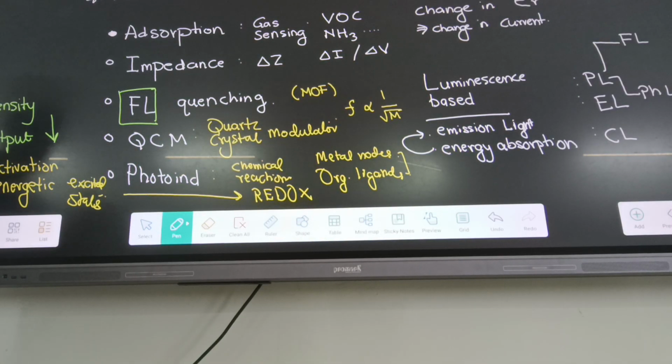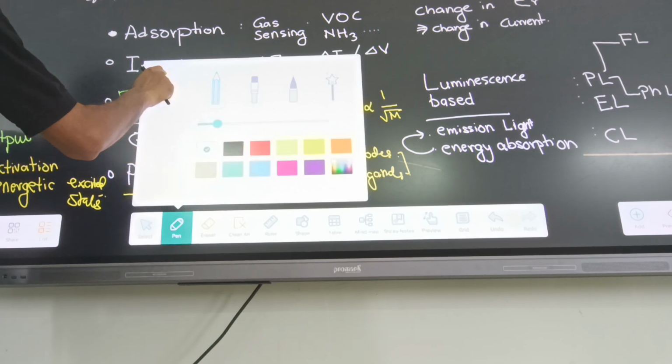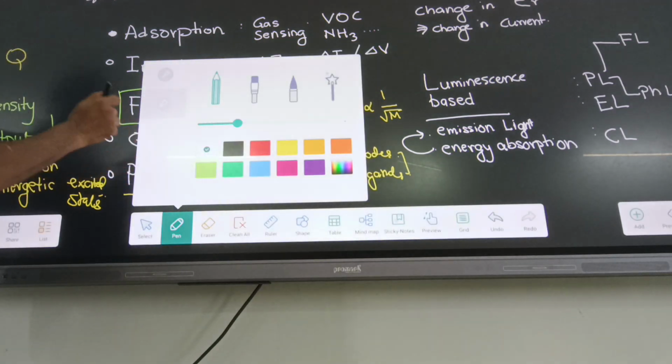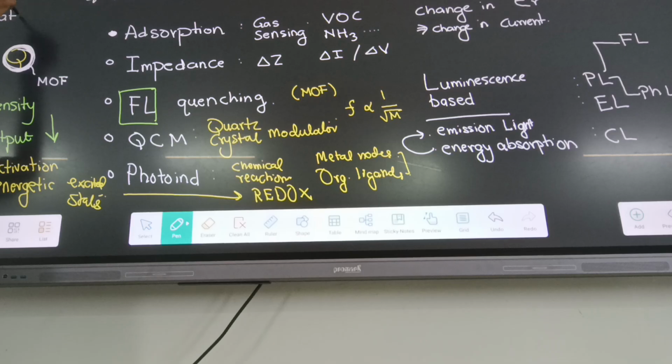So if a quartz is being coated with a metal organic, this is the quartz crystal model. If it gets coated, इसको हमने कोट किया गया है, MOF. तो क्वार्ट्ज की एक नेचुरल फ्रीक्वेंसी है, natural frequency of the quartz.